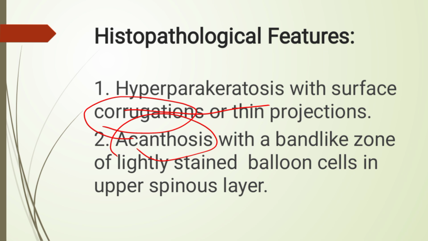Acanthosis is basically the edema of the spinous layer. You will see a band-like zone. What is a band-like zone? Basically, the upper spinous layer cells are lightly stained, and these stains are taken by the balloon cells, so it appears like a band-like zone. A band-like zone occurs when the lightly stained balloon cells are present in the upper spinous layer.